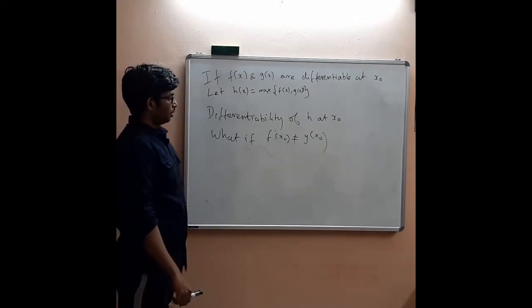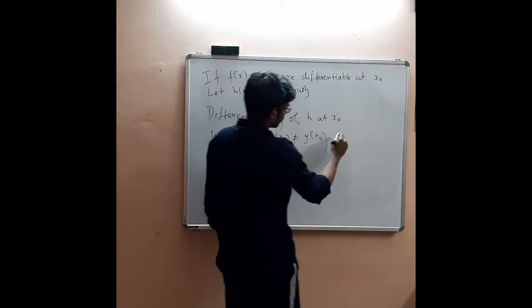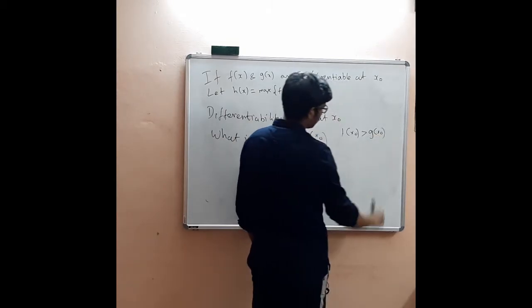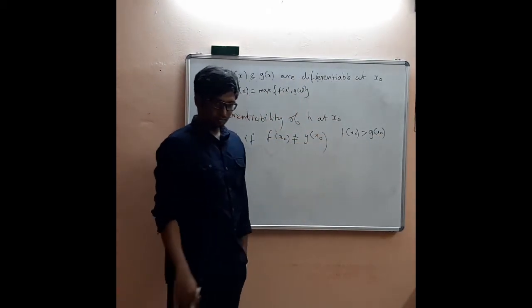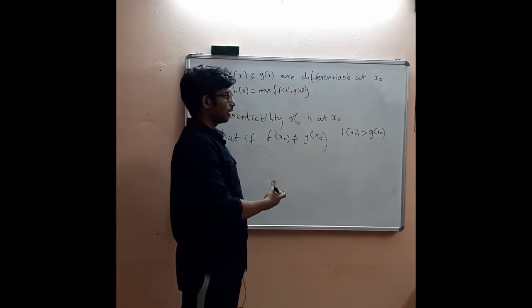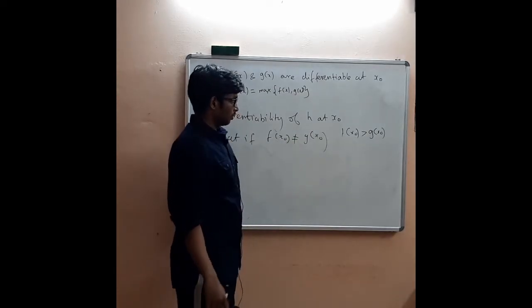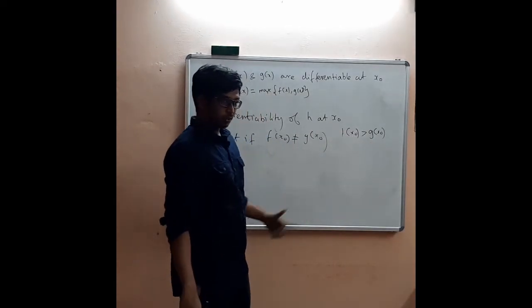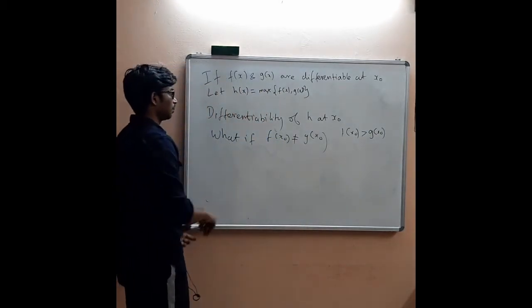Without loss of generality, we can assume that f of x naught is greater than g of x naught. You can use the same reasoning if g of x0 was less than f of x0. Without loss of generality, let's assume that f of x0 is greater than g of x0. If I prove that for this condition h is differentiable, then I have proved it for everything. That's what without loss of generality means.